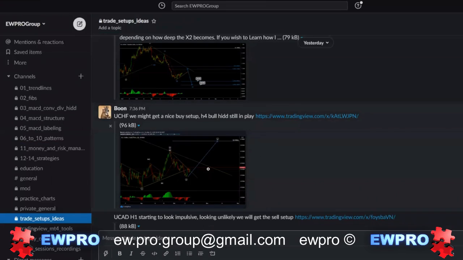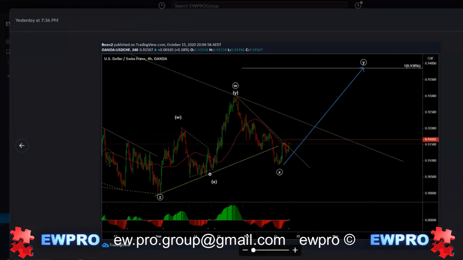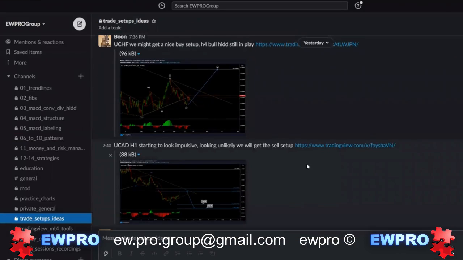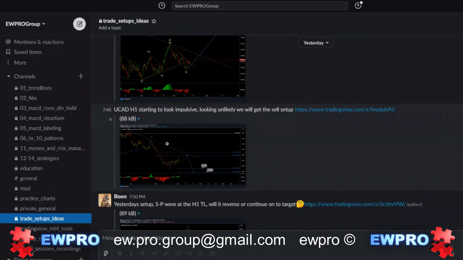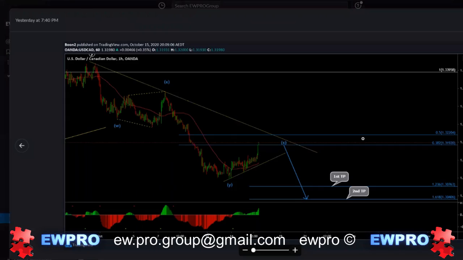Then there was the U Sheffy. We got bull hidden divergence still in play, so I'm looking for this top to be broken here. UCAD, this is that UCAD H1 starting to look impulsive, looking unlikely we'll get the sell setup. So it was starting to look impulsive at this stage. It did actually go up and break this top, and I invalidated the TradingView idea that I put out.